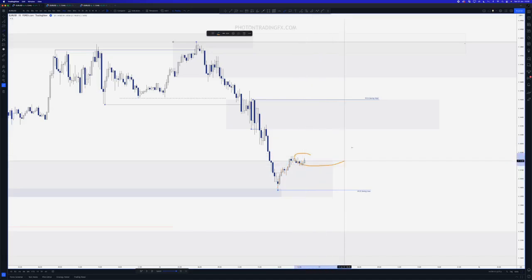Now, if we get changes of character within this level here, yes, that could tell us that potentially the pullback's over and we're going to continue, but you kind of have to expect that in the middle, especially when it's counter trend, that price is going to be corrective. It's going to give you a bearish CHoCH. That might give you a bullish CHoCH. It might give you a bearish CHoCH. Why? Well, it's counter trend. It's pulling back. It's in the middle. And this is where the lowest probability trades are, in the middle.